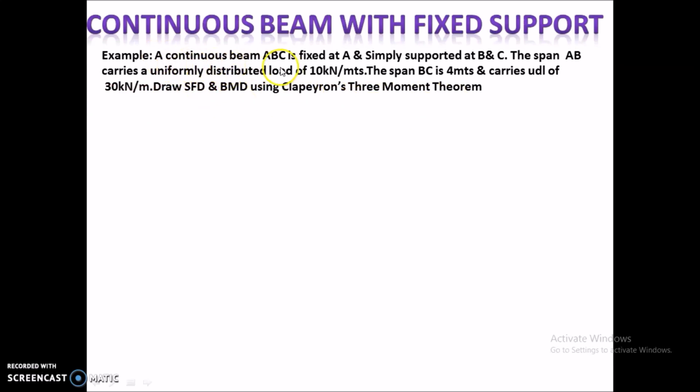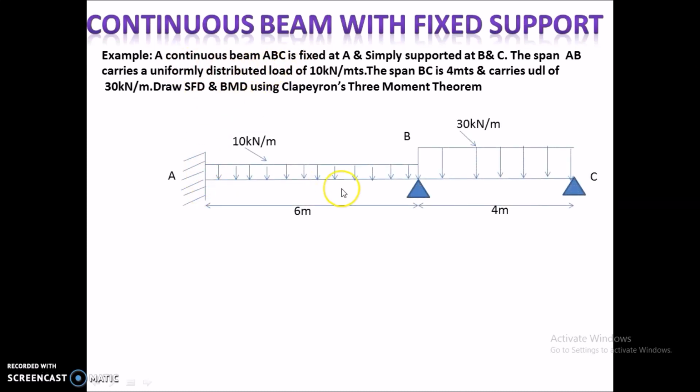So, this is a continuous beam of spans AB and BC, where A is a fixed support and B and C are simple supports. And it is mentioned that AB is of span 6 meters and carries a UDL of 10 kN per meter. And BC is of span 4 meters and carries a UDL of 30 kN per meter.